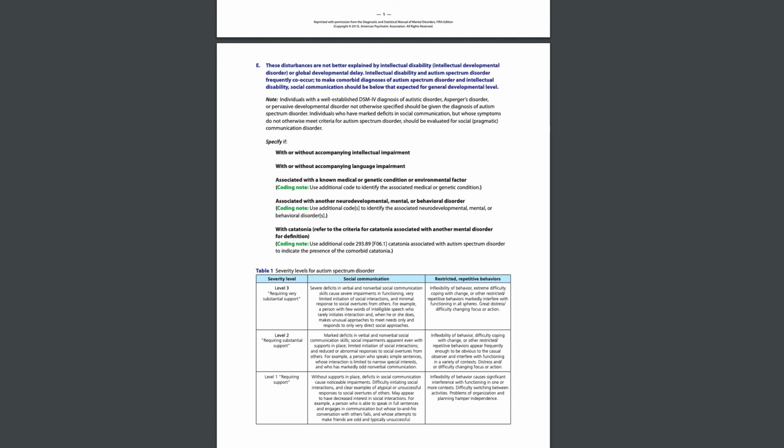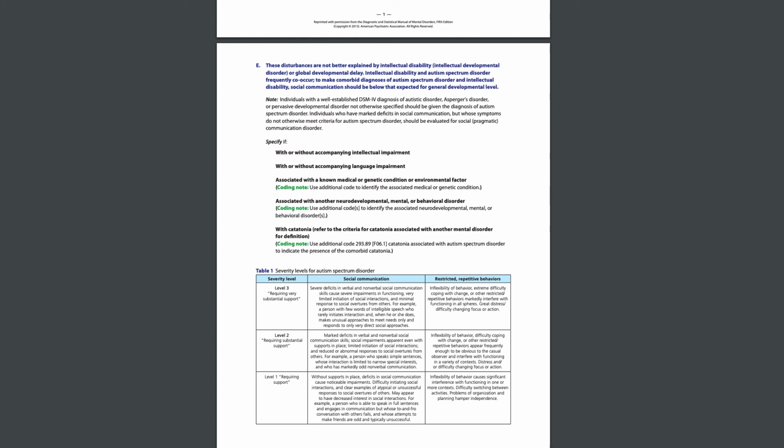All right, getting to the end here. Then, after they meet the criteria, we have to specify, is it with or without intellectual impairment? With or without language impairment? Because some people have those and some people don't. Is there a medical or genetic condition or an environmental factor? Is there another neurodevelopmental, mental, or behavioral disorder? Is there catatonia?